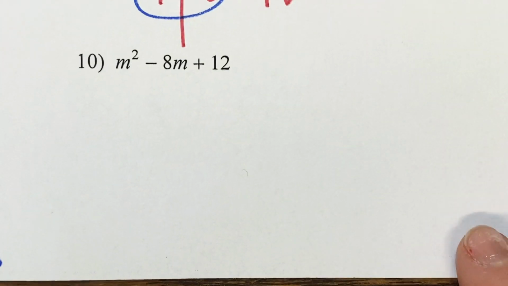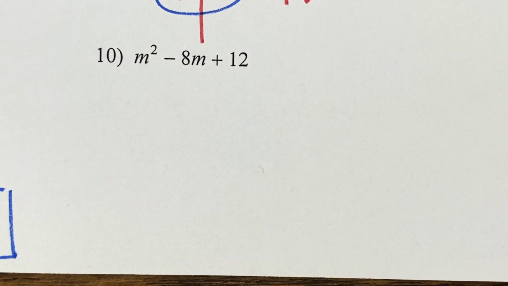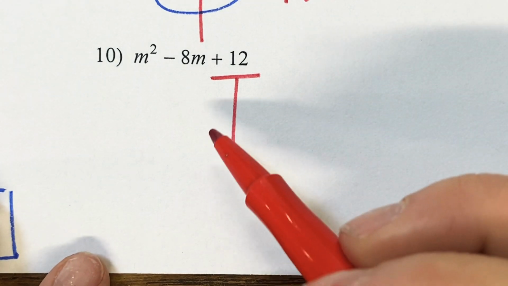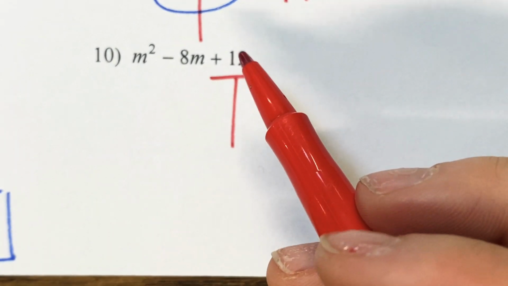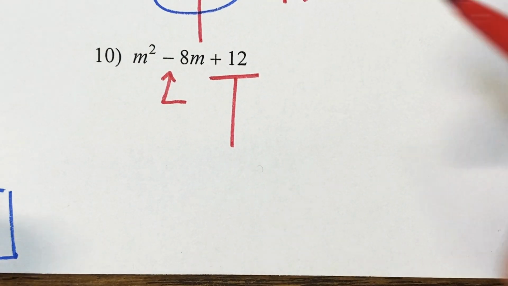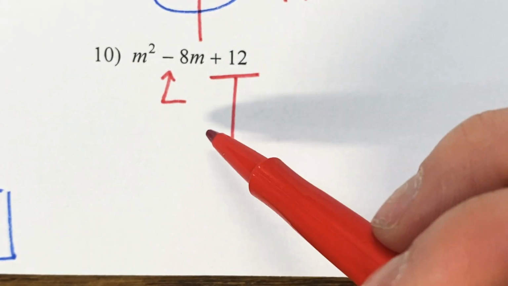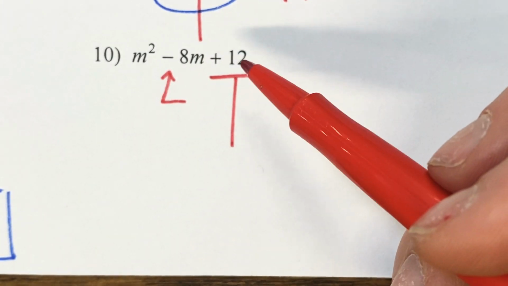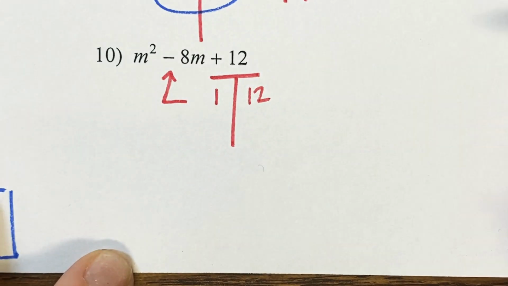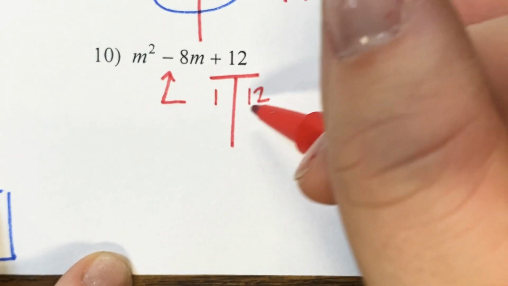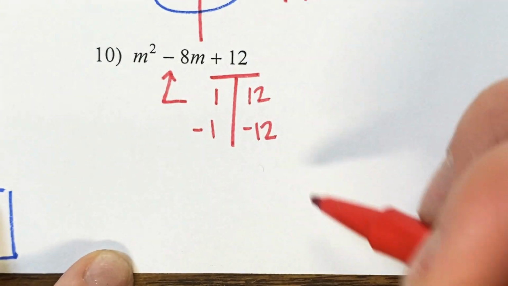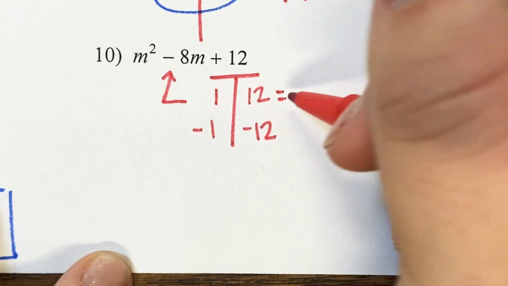Okay, last example. Look at your last number. This time it's a positive 12. We need numbers that multiply to positive 12, but this time add to negative 8. How do we multiply to get a positive but add to get a negative? Well, we can multiply a positive and a positive, like 1 times positive 12. But we can also multiply a negative times a negative to give me a positive, right? So let's try those.